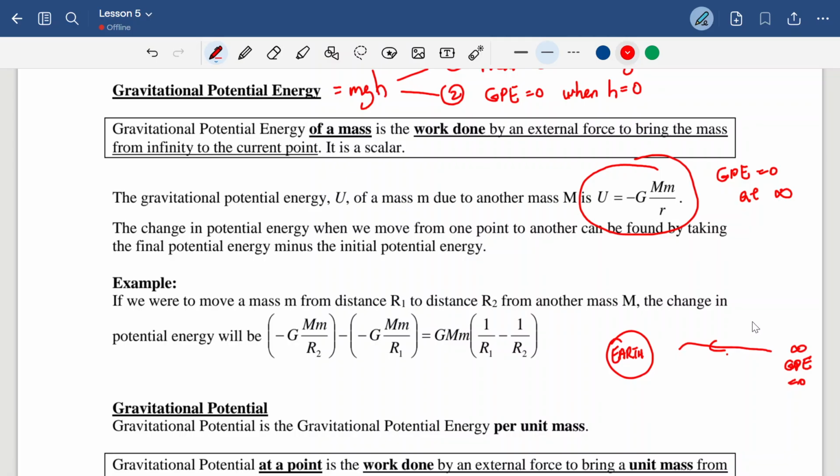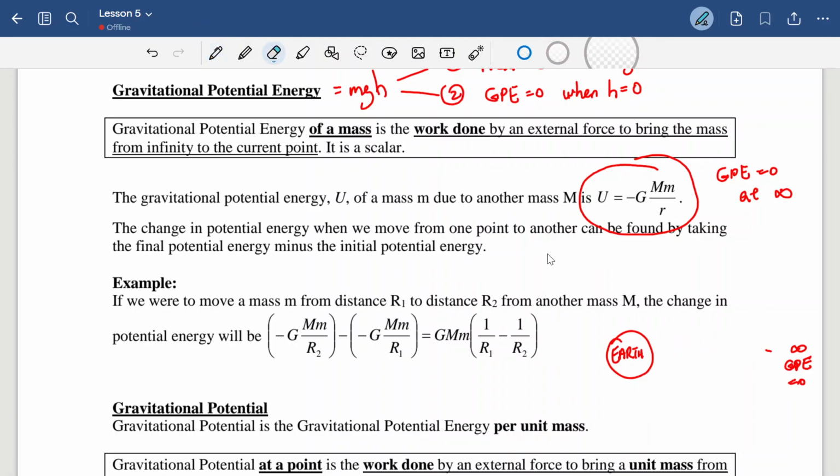Okay. I'm using a simple way. This is not the A-level explanation way. I'm using a very simple way so that you all understand. So at infinity is 0. Later I'll explain the A-level way in a while, but for now you try to understand first.